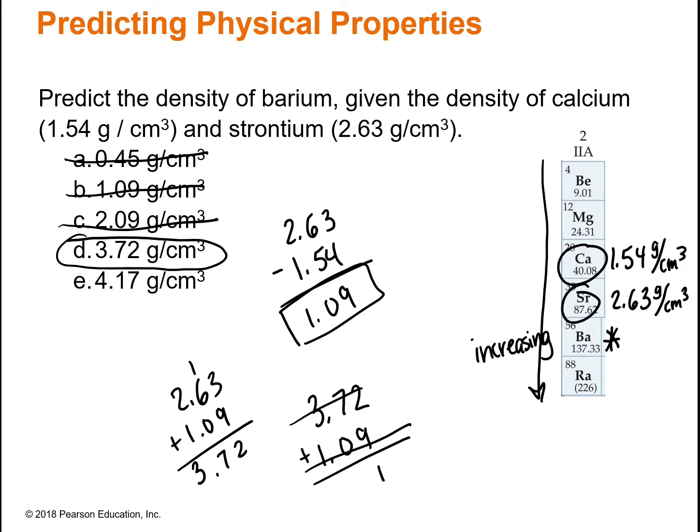I could have also said, here's the density for calcium, and here's the density for barium, and you tell me what strontium is. So that's the other variation there. Okay.